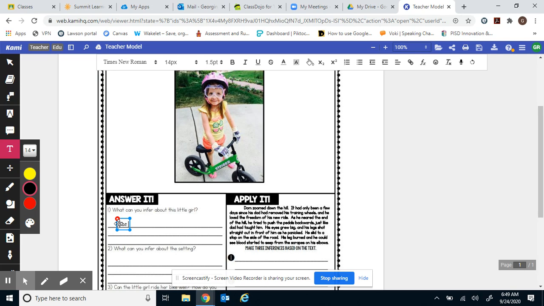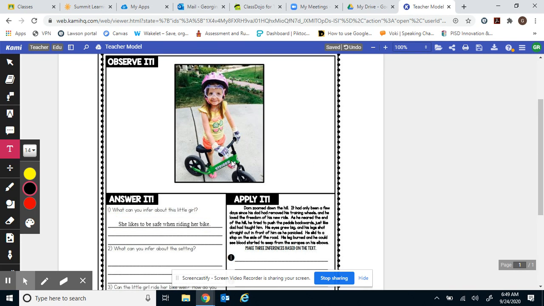She likes to be safe when riding her bike. Period. I can tell that right away. I mean, she's smiling, so she's happy she's on her bike, but she's wearing her safety equipment. Okay? Then it says, what can you infer about the setting?